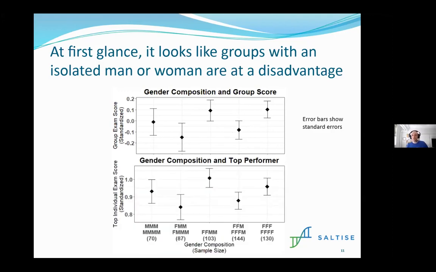However, if we actually model what we've been doing here, we found that one of the most highly predictive things, and if you think about it, not that surprising, is the score of the top performer in the group. If you just look at the scores of the top performer in the group, which is the bottom graph, it almost exactly mirrors the top graph. So when you control for this top performer, this effect, that these two types of groups were not performing as well when you just looked at the group scores, actually goes away.